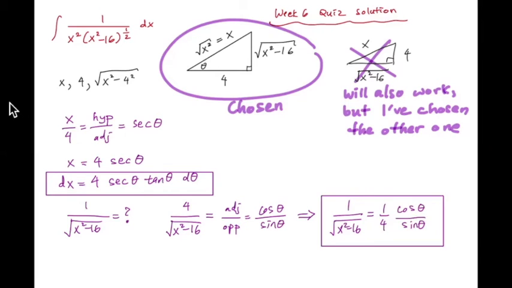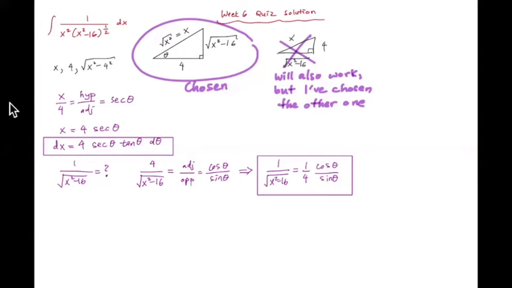And then I want to figure out what is 1 over x squared. But we have already computed x over here. So this is the same as 1 over 4 secant theta and then squared. So I have all of the things that I need that are boxed here.